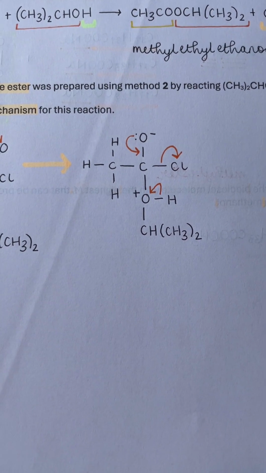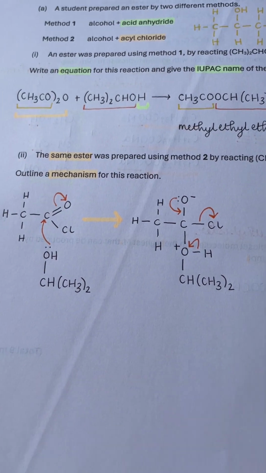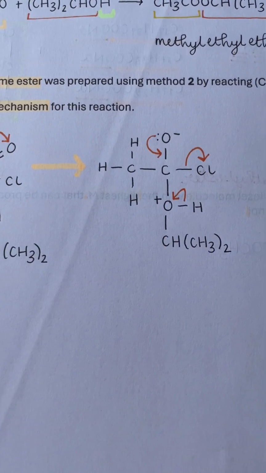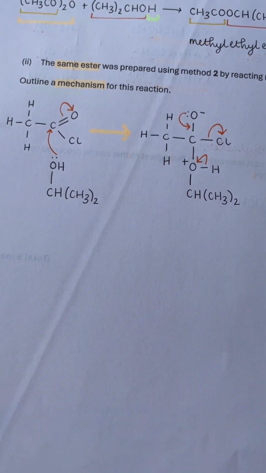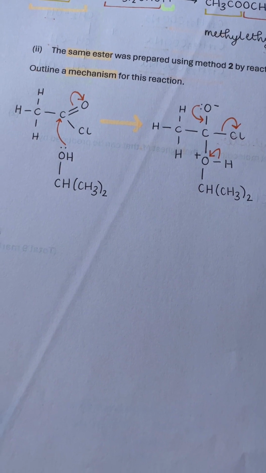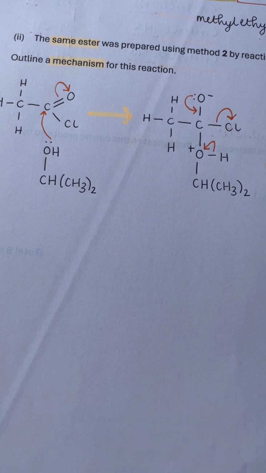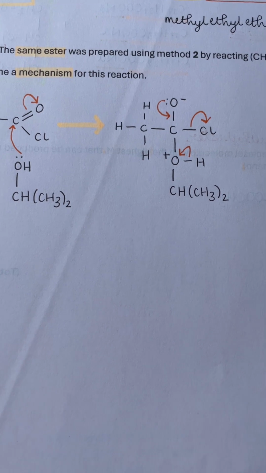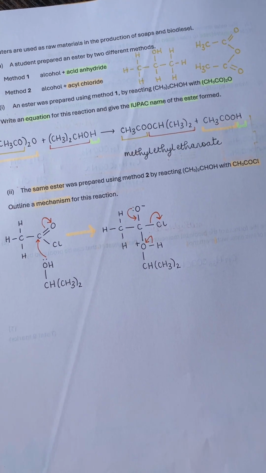There is no need for us to draw the product of this, not least because we've already identified what the product is in the first part of this question, but there is only one possible product it could be. And if you draw the product and you draw it wrong, you will lose some of your marks for outlining this mechanism. So my advice is to not do it, but if you do it, please just be very careful. So those are the different ways that we can prepare the ester in the first place.